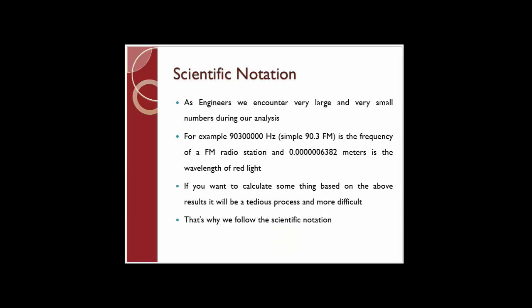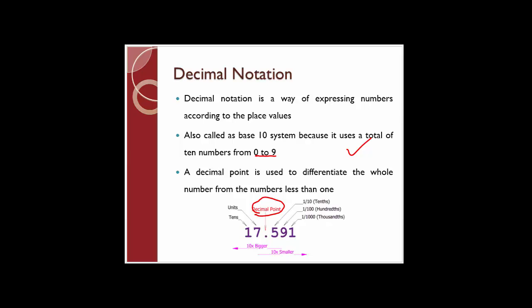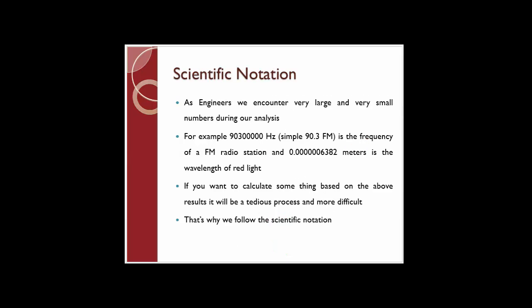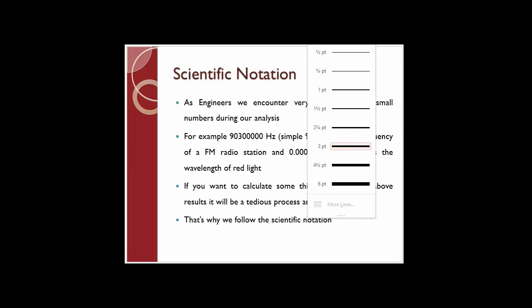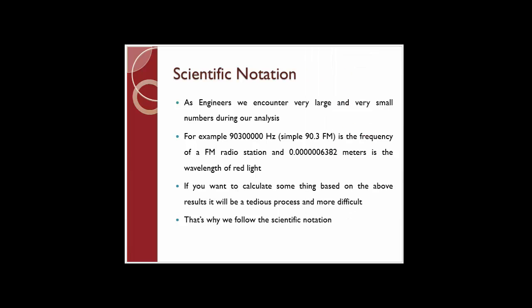So why do we need to convert any number in decimal notation into a scientific or an engineering notation? As engineers, we are going to encounter very large numbers and very small numbers. For example, if you take an FM station, we simply call it 90.3 FM, but the order at which that FM station runs is in the order of megahertz. So if I put that in decimal form, you will see it's 903 with 5 zeros after that number.